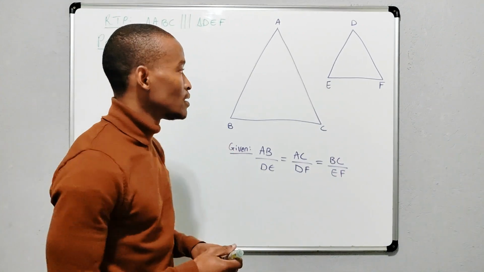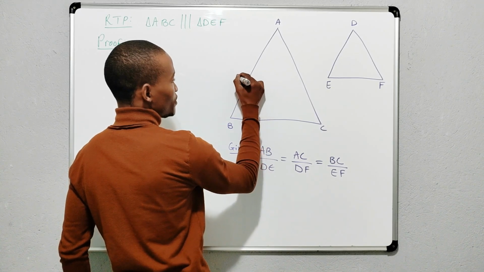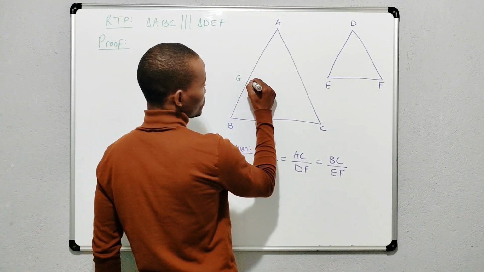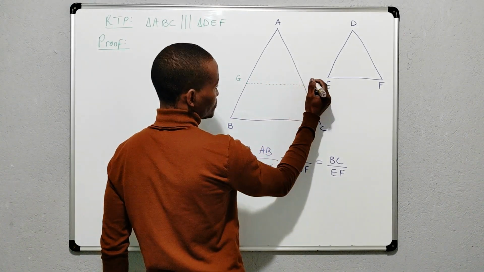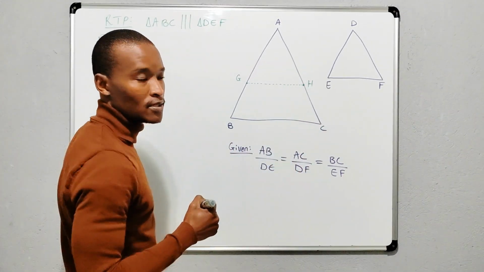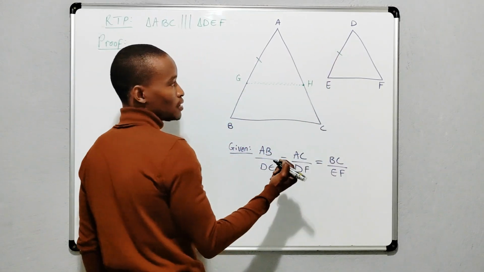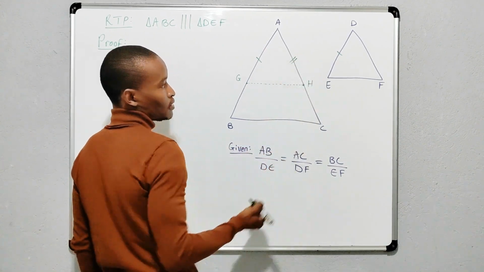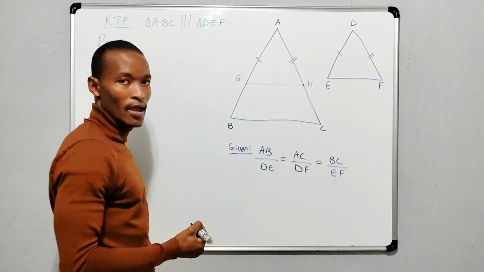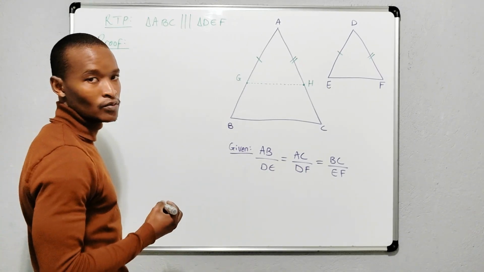The construction is similar to the one that we have done in the previous theorem. Let us mark a point here called G and draw a line to the other side and mark that point called H, such that AG is equal to DE and AH is equal to DF. All right. So what can we now do?